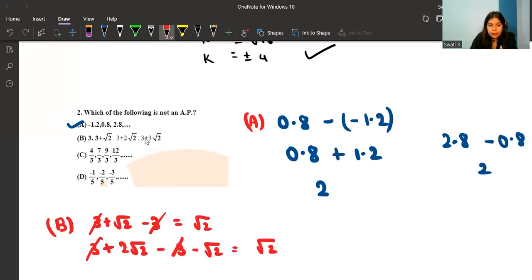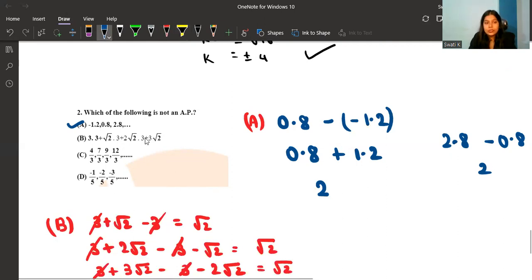So clearly here you can see that when you did the second term minus the first term, you got the answer root 2. When you did the third term minus the second term, you got the answer root 2. Now let's check for the fourth minus the third. That is going to be 3 plus 3 root 2 minus 3 minus 2 root 2. So clearly this is also coming root 2 only. So your common difference is constant. Therefore, this is also an AP.